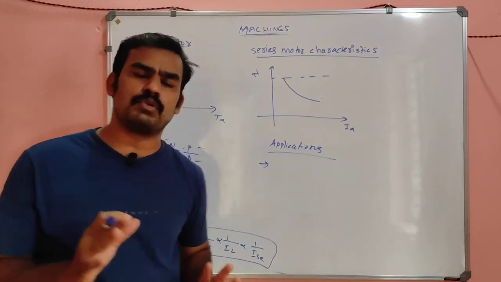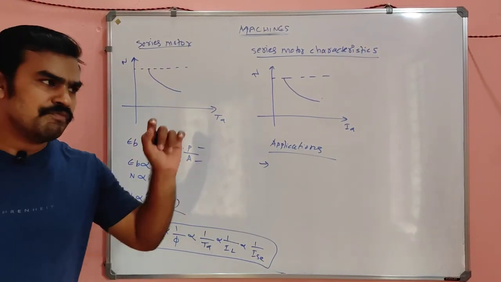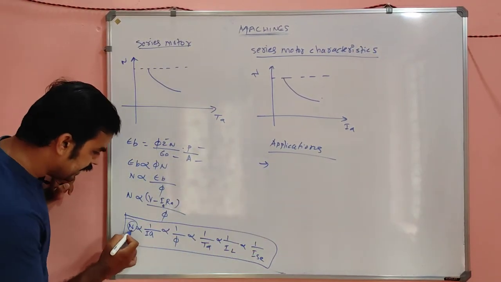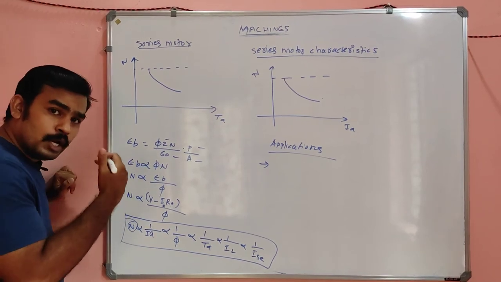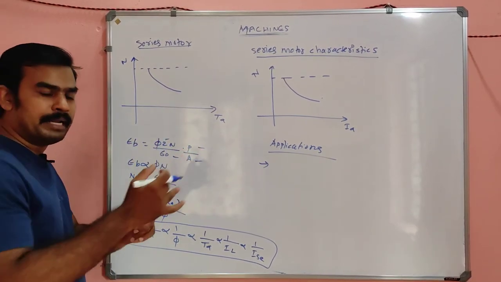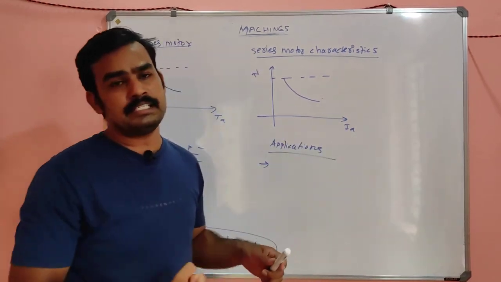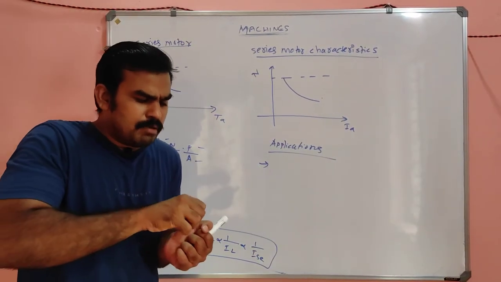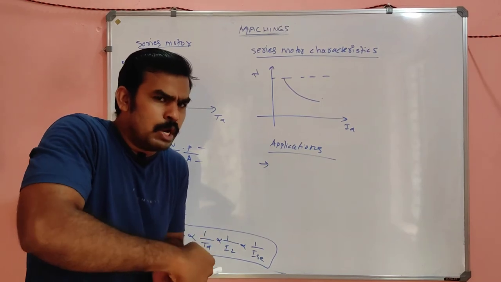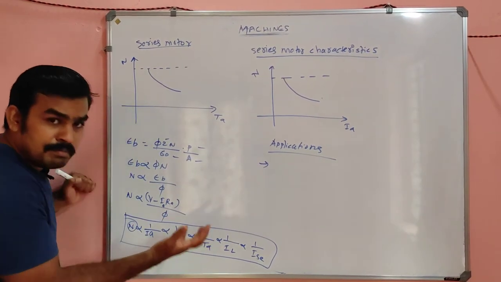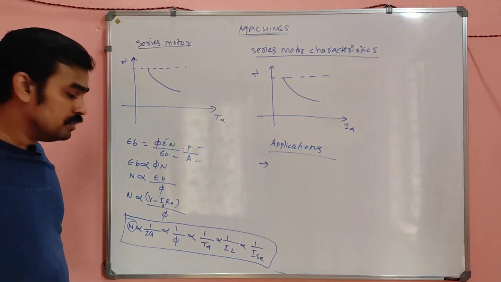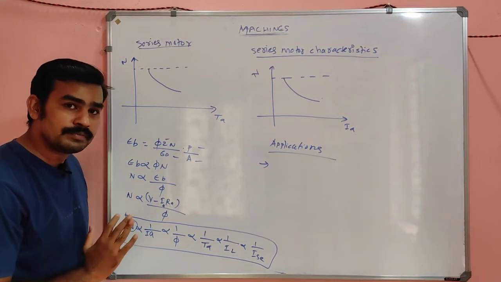On a DC series motor, what happened? Very high load you applied in the series motor, this N will be very, very low. That means you are trying to block the rotor of a DC series motor. So N will be very low, which means Ta will be very high. This is only happening in the DC series motor.